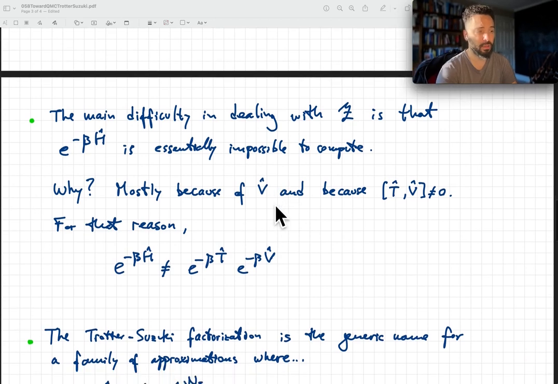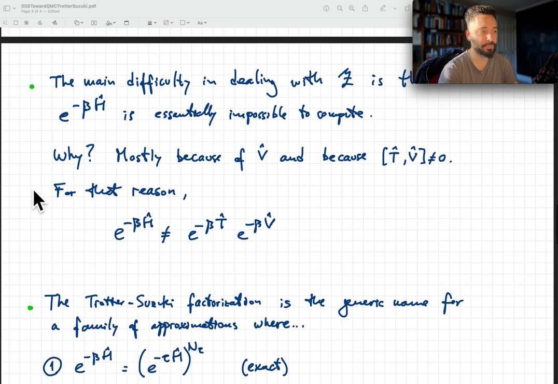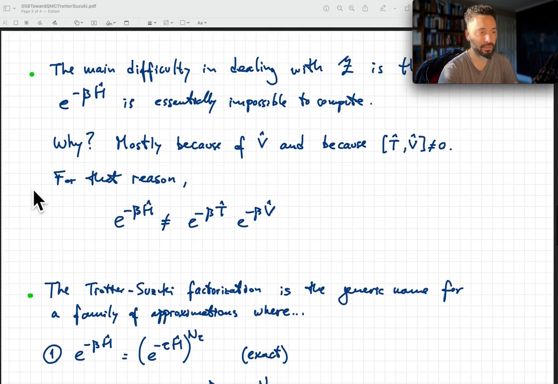Because of the interaction, and because the interaction doesn't commute with the kinetic energy. If these two operators commuted, if T and V could be exchanged in their order, then it would be very easy for us to say, well, e to the minus beta H can be factorized into a kinetic part and an interaction part, and we would be essentially in the same position as in classical dynamics. So when these two things actually commute, you're basically doing classical physics.